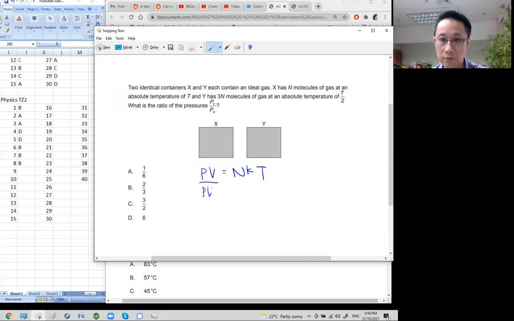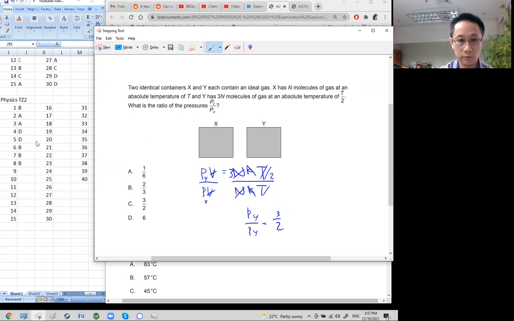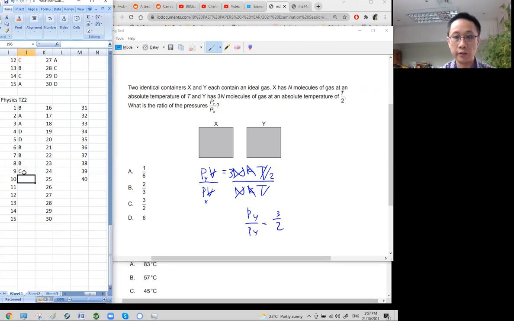I'm going to modify the top because the top can represent Y and then the bottom can represent X. PY is something that we are trying to figure out. The volume of Y, well, identical containers implying that V should be able to cancel. N versus 3, and so there should be a factor of 3, and then the N's cancel. k is a constant, so k cancels. And then T versus T over 2. And then T cancels, so PY over PX just equals 3 over 2. Answer is C.